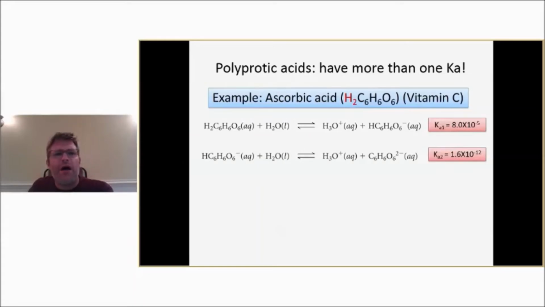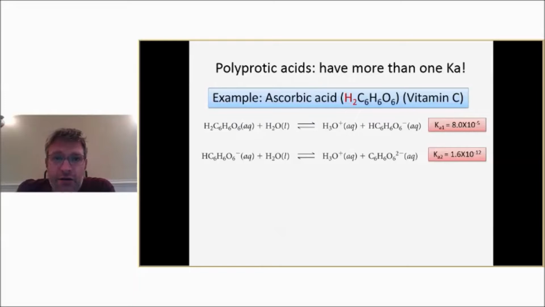So let's talk about polyprotic acids. An example of a polyprotic acid, or a polyproton acid, if you will, is ascorbic acid. Now I have here the molecular formula of ascorbic acid, and you see that there's this H2 in red. Those two protons are acidic protons. They are carboxylic acid protons.